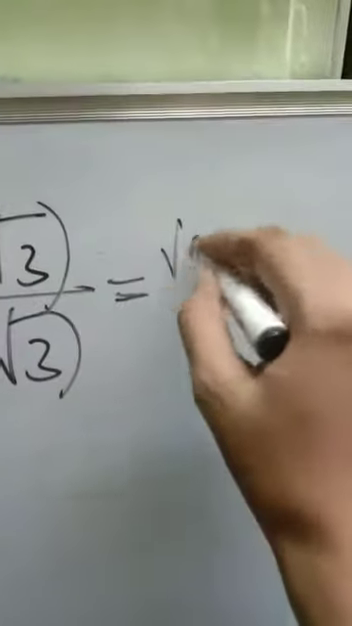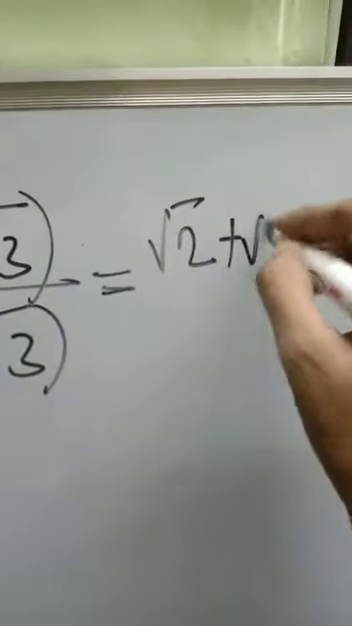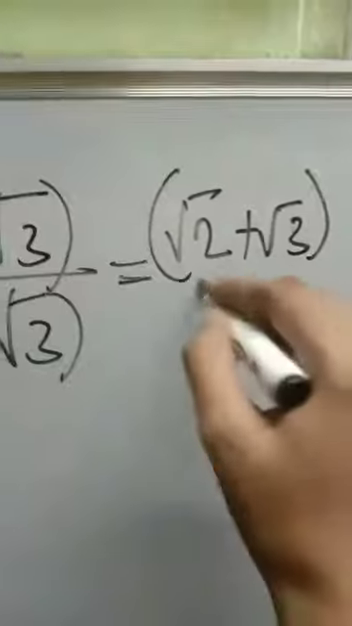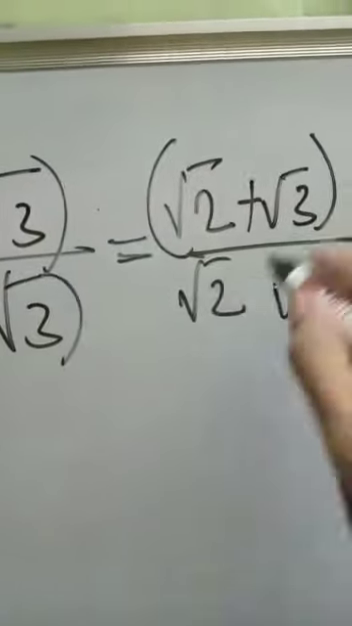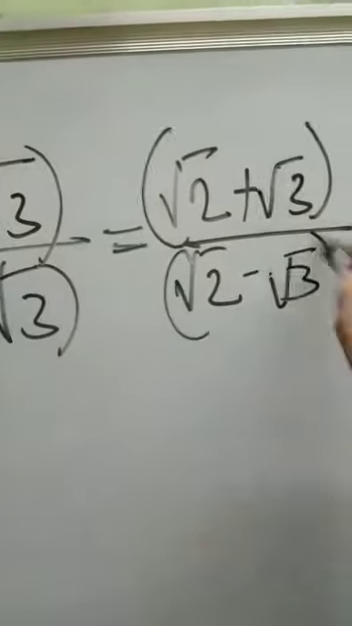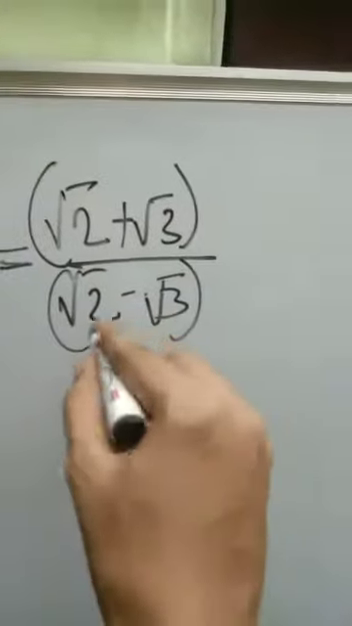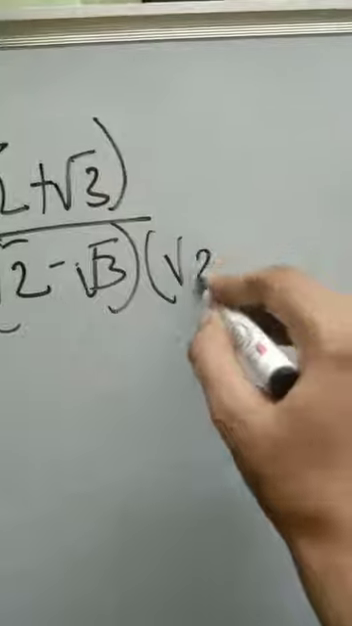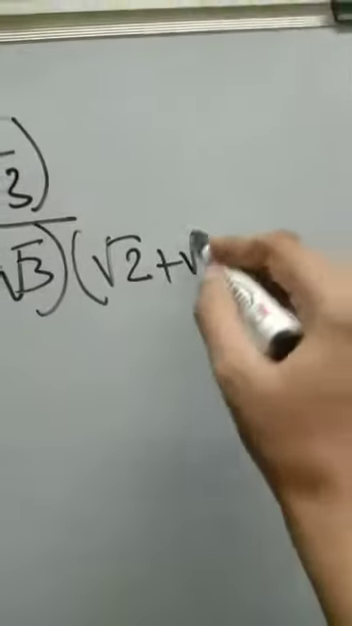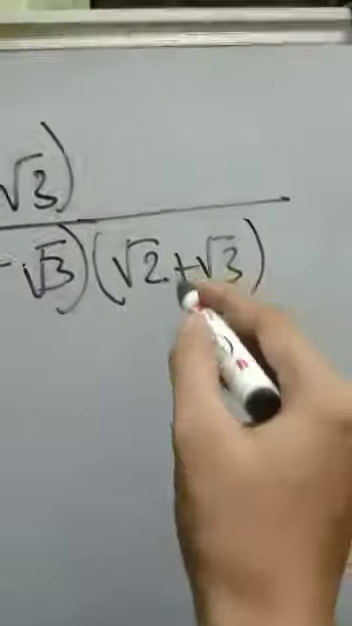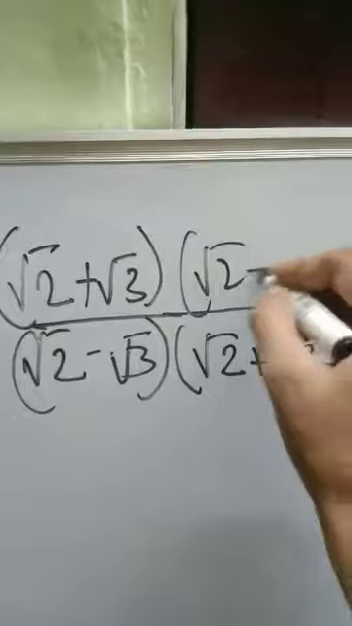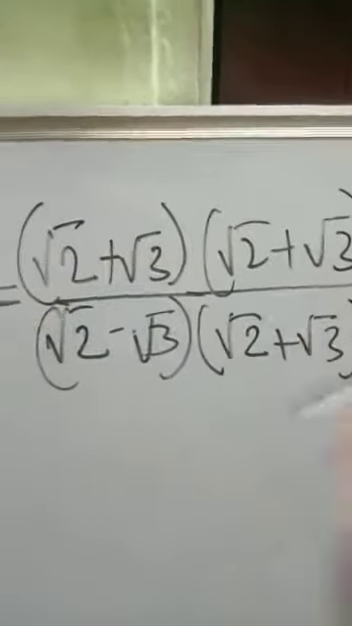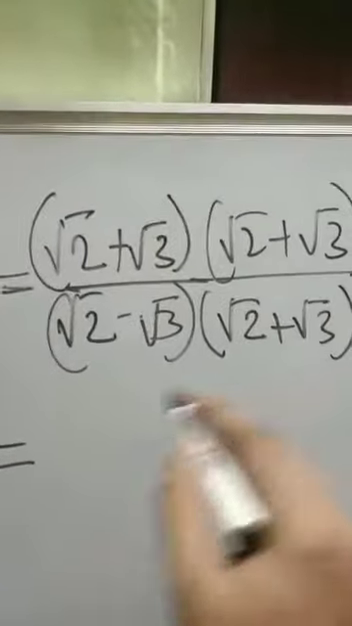So write it down like this. The rationalizing factor of √2 − √3 is √2 + √3. So since we are multiplying the denominator, we have to multiply the numerator also. So we can write it down like this.